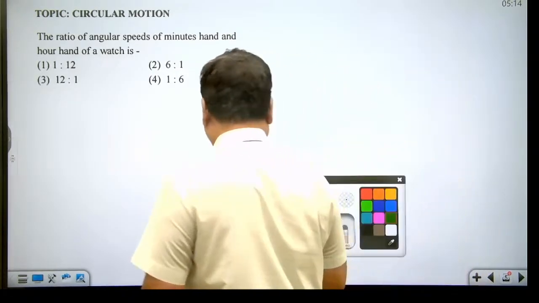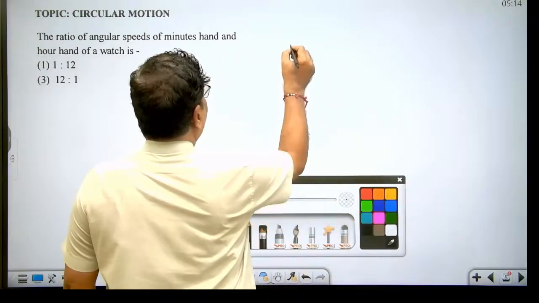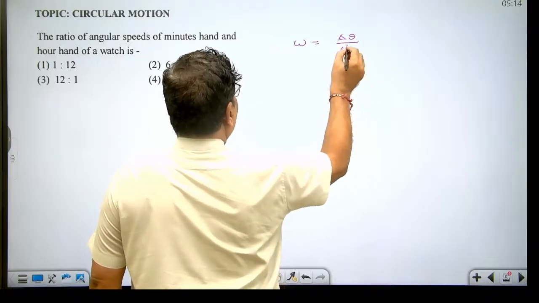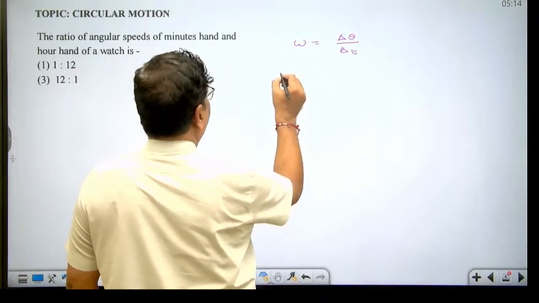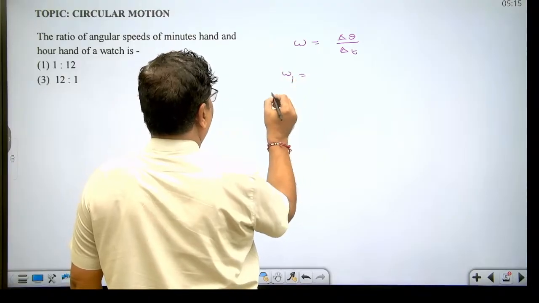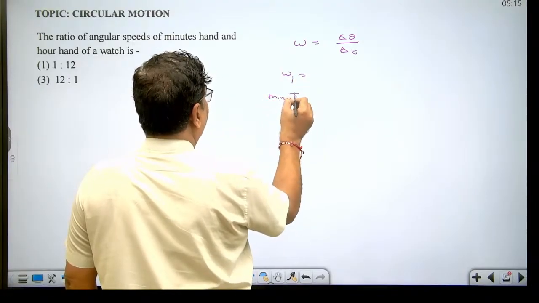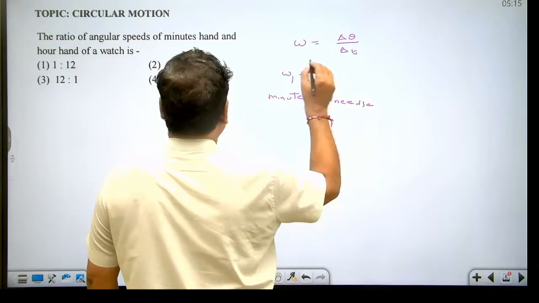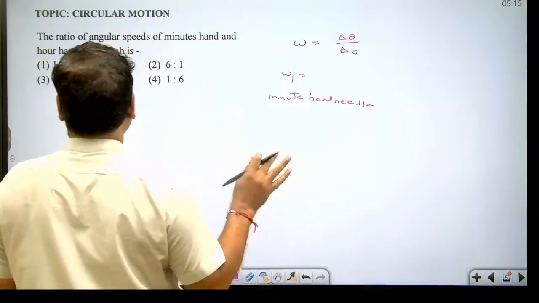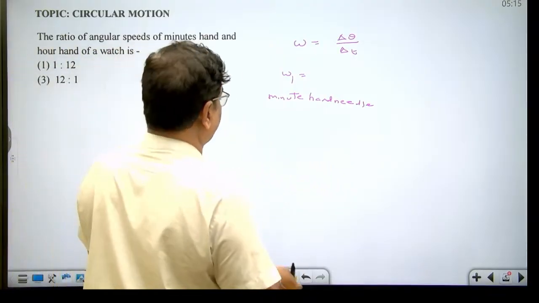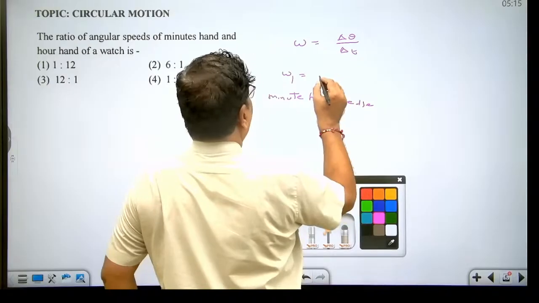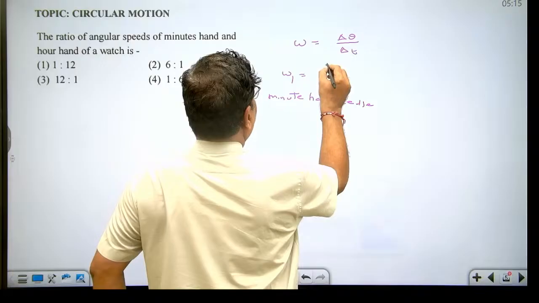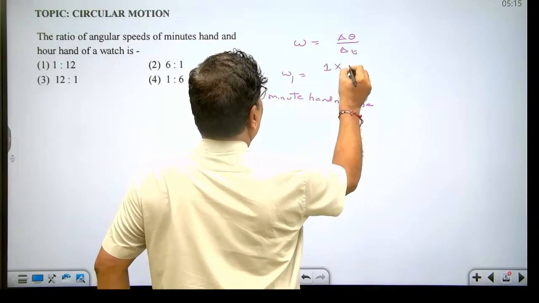And if you want to calculate mathematically, omega can be written as delta theta upon delta t. If we take the time interval to be the same, for minute hand needle, omega 1. Let us take the same time interval, 12 hours. In 12 hours, how many revolutions will it make? The minute hand needle makes one revolution in 1 hour. In 12 hours, it will make 12 revolutions.